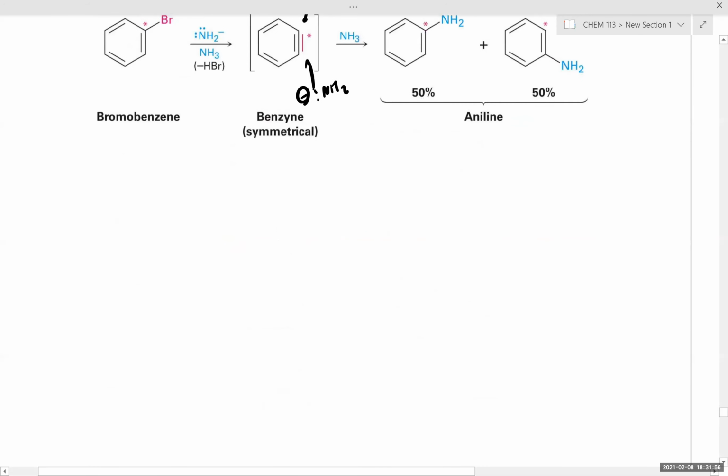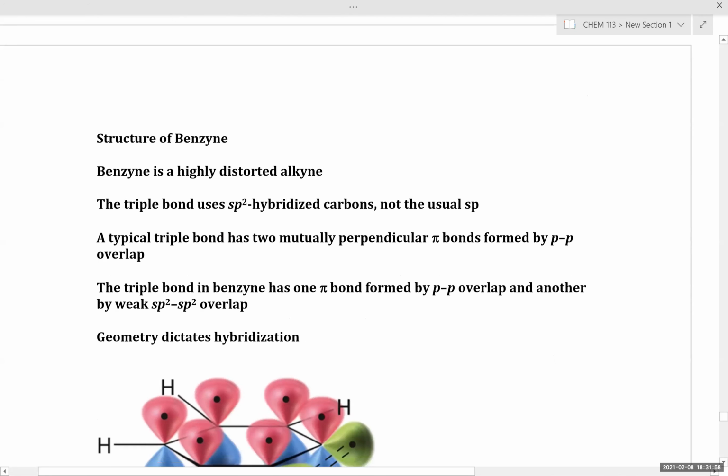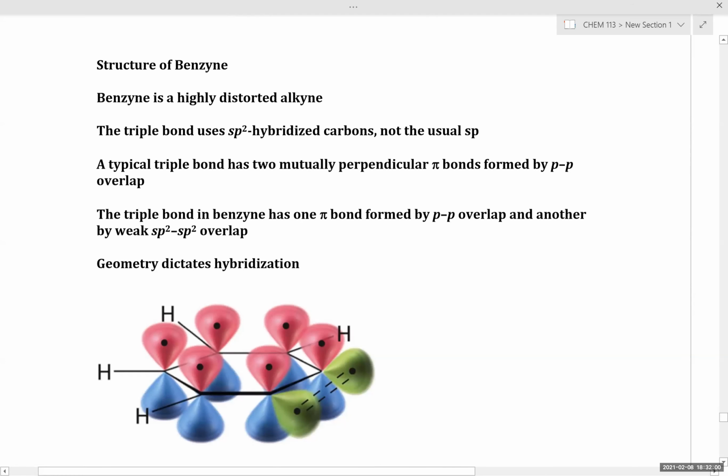Okay, so benzyne can be used for a range of pretty interesting reactions that we'll bring up later on throughout this semester. Let's talk a little bit about the structure of benzyne. It's a pretty highly distorted alkyne. So when you think about geometry for a moment, having 180 degrees in a 6-membered ring isn't geometrically very easy. You're not getting your traditional alkyne triple bond angle. You're getting more of a distorted alkyne.